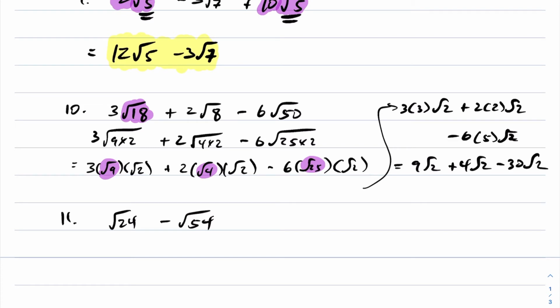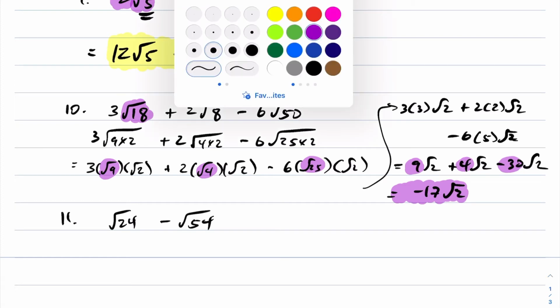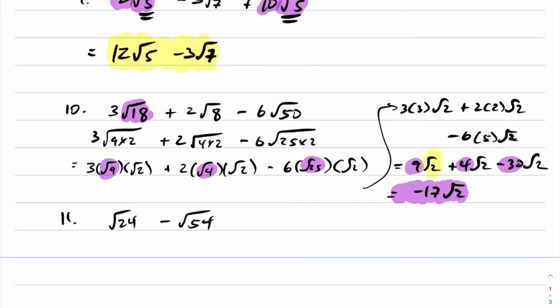Again, it's all multiplication. And now if you notice here, these are all like terms. And in this case here, 9 plus 4 is 13. 13 minus 30 is going to be negative 17 root 2. And you'll notice here, you're almost treating the root sign as a variable, like an x, an x, an x. And you treat them like terms.